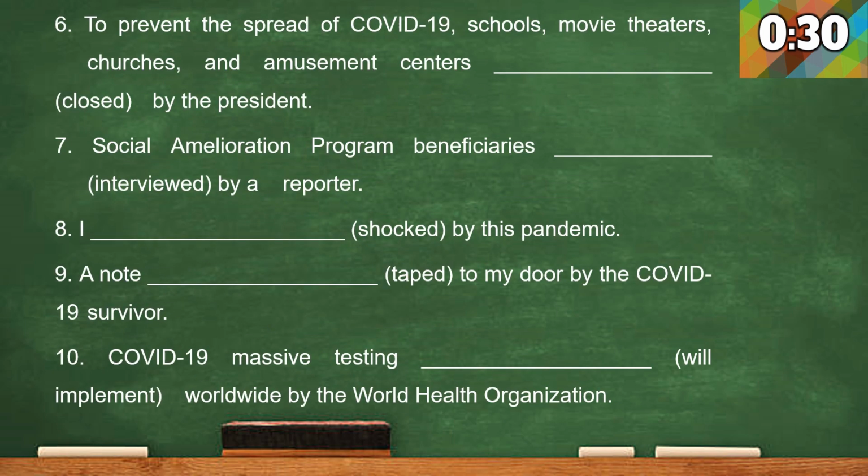Another 30 seconds will be given for items 6 to 10. If you think you will not be able to finish it in the allotted time, you may always pause it and continue answering. The timer starts now.